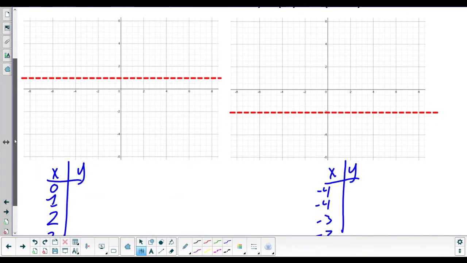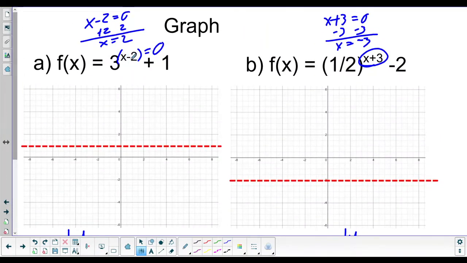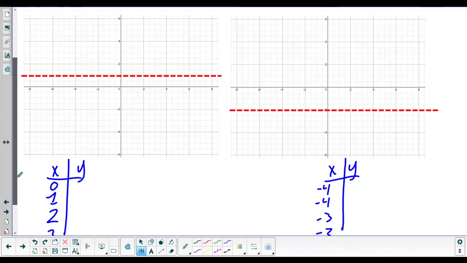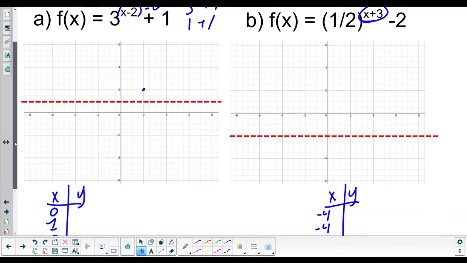So we can just go ahead and plug these in. If we plug in 2 to this, 2 minus 2 is 0. So we're going to have 3 to the power of 0 plus 1. 3 to the power of 0 is 1, plus 1 is 2. So when we plug in 2, we're going to be at 2. Okay. Then you can plug in some other values.